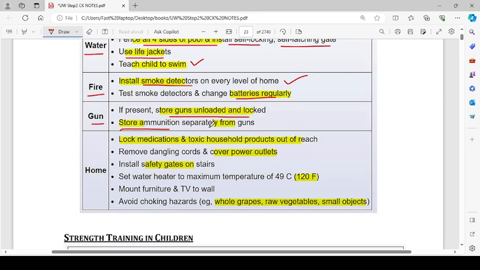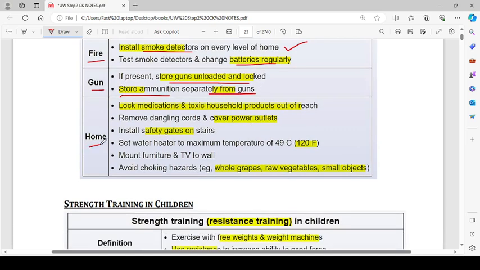Store the ammunition separately from the guns. At home, lock the medications and toxic household products out of reach. Remove the dangling cords and cover the power outlets. Install the safety gates on the stairs.